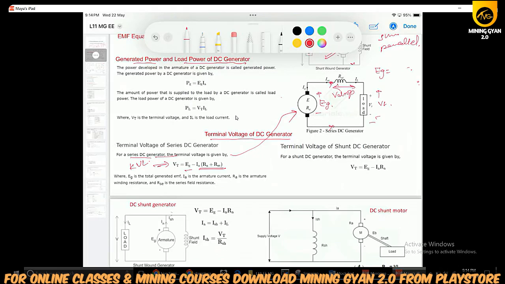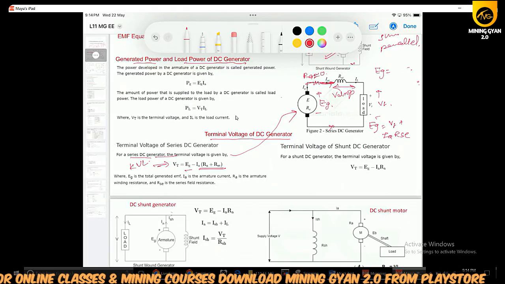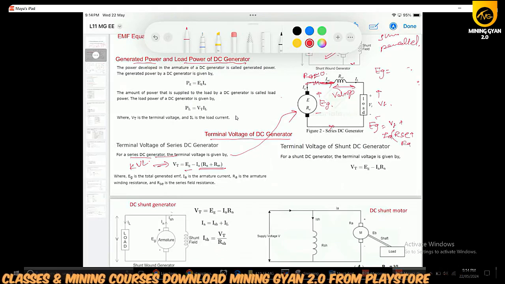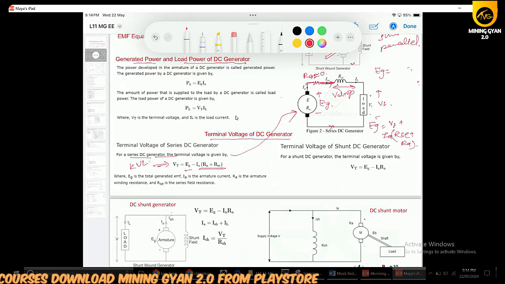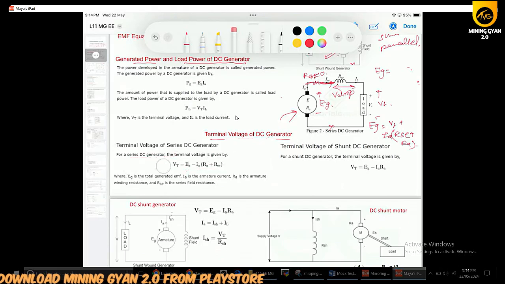So the total E_G will be V_T plus I_AR R_SE, and yes, there will be the armature resistance also, R_A, which is very small, like 0.1 or 0.3. So you can add that resistance also. The total voltage drop will be R_A plus R_SE, into I_AR, where I_AR is the armature current.